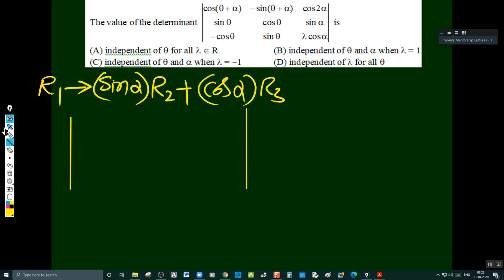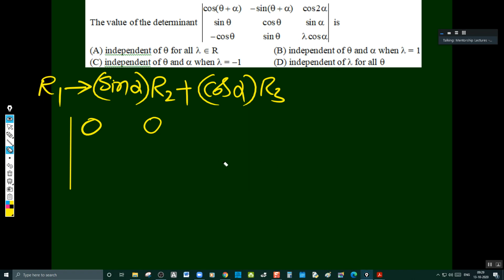This becomes 0, obviously. My task is to do that only. And it is minus sin theta sin alpha minus cos theta cos alpha. Here also you'll get plus sin theta sin alpha plus cos theta cos alpha. That also becomes 0. Are you there, everyone? Please respond. Yes, sir.